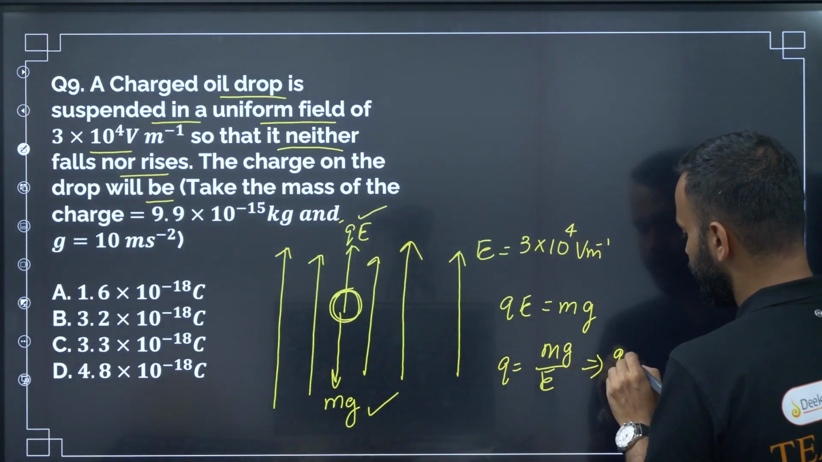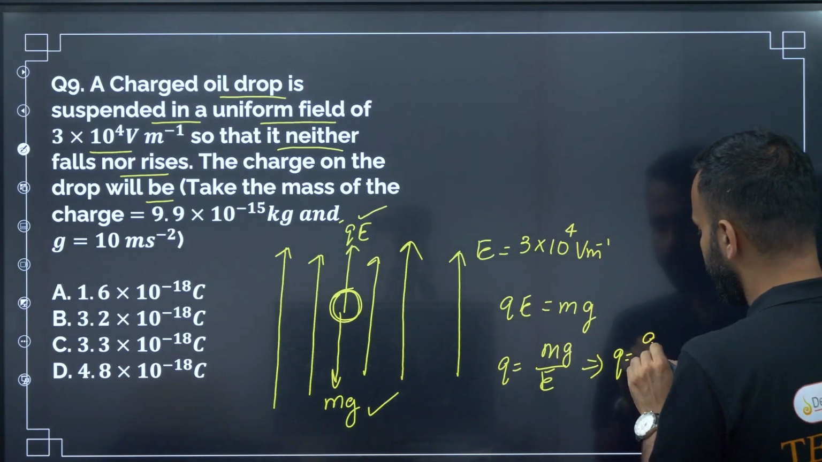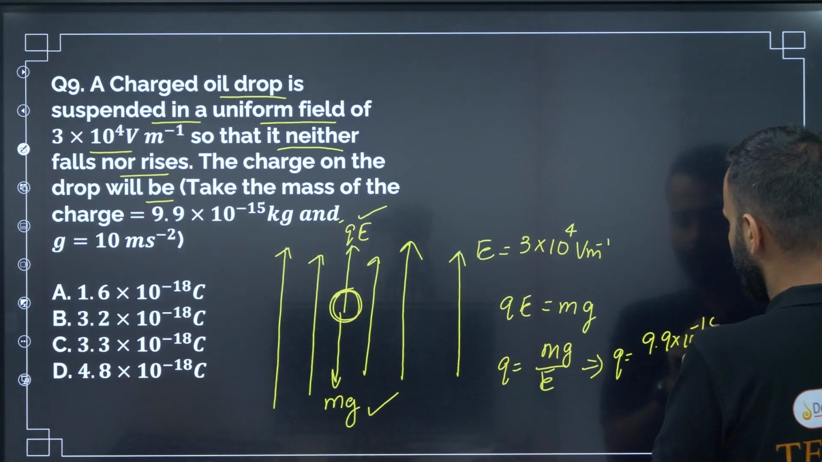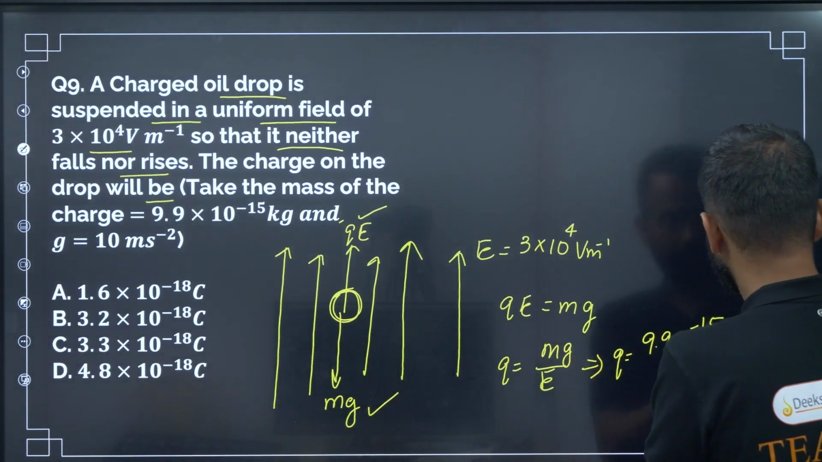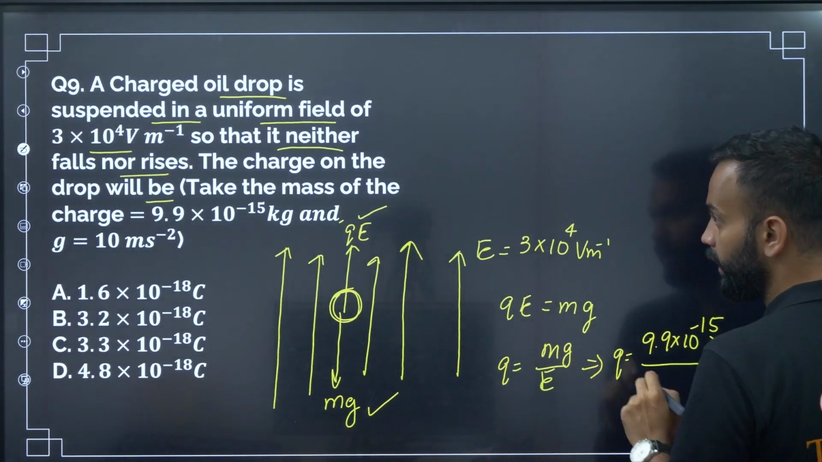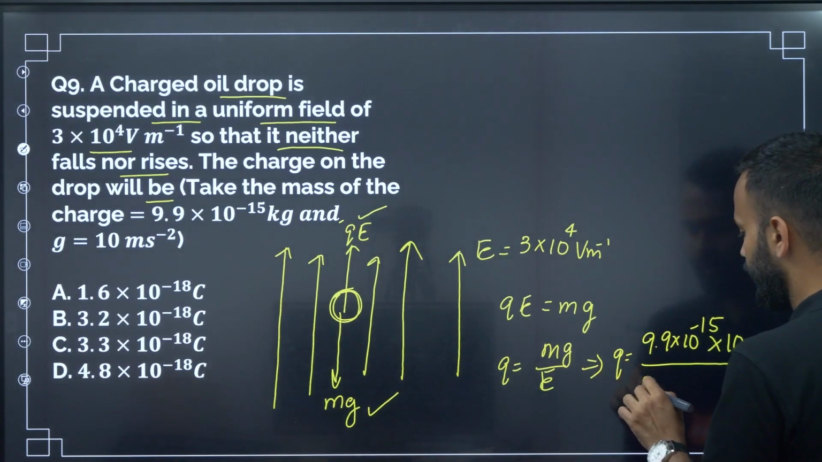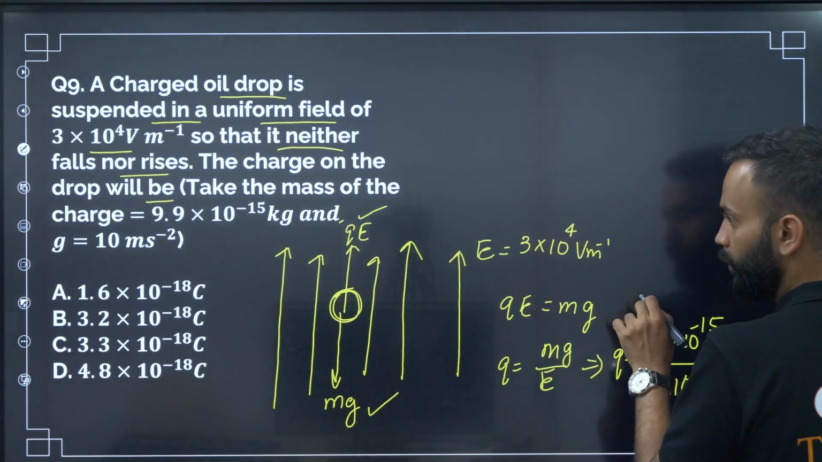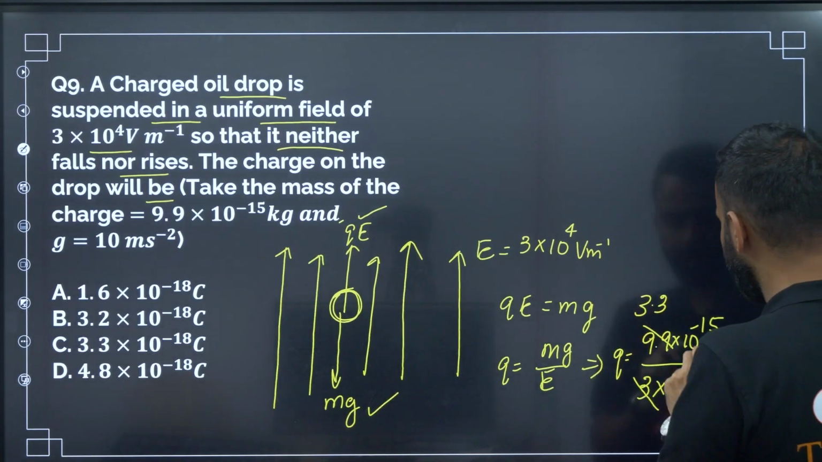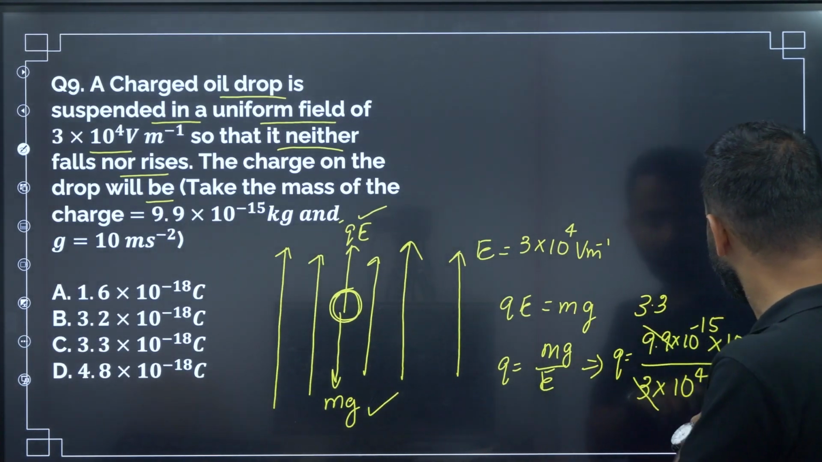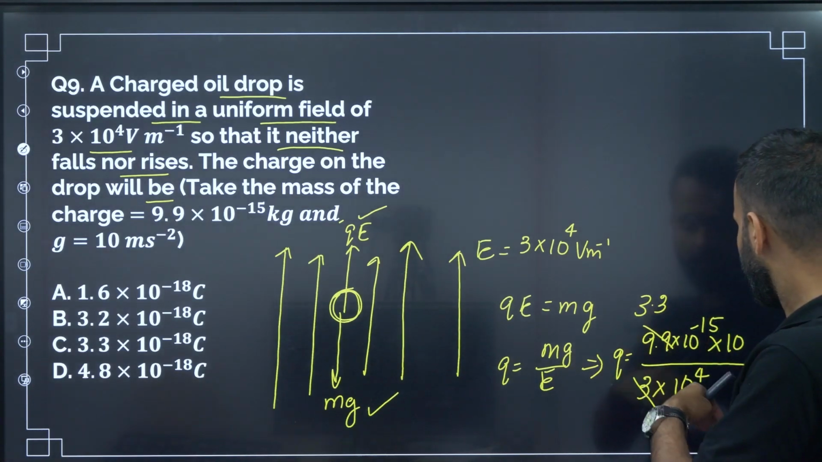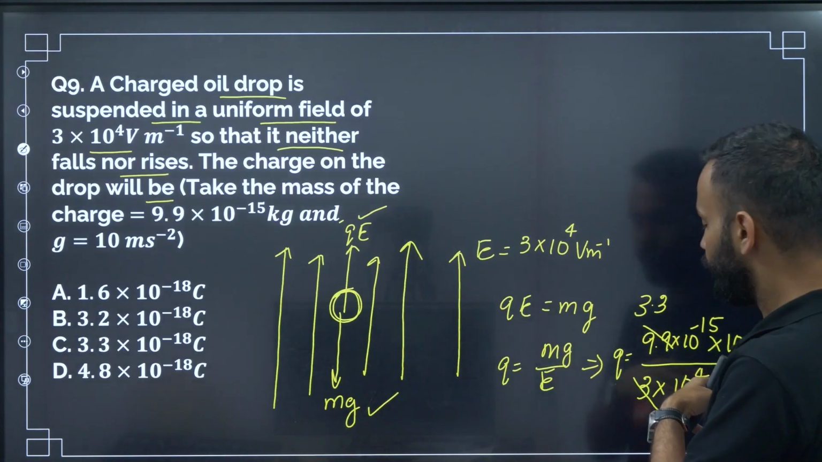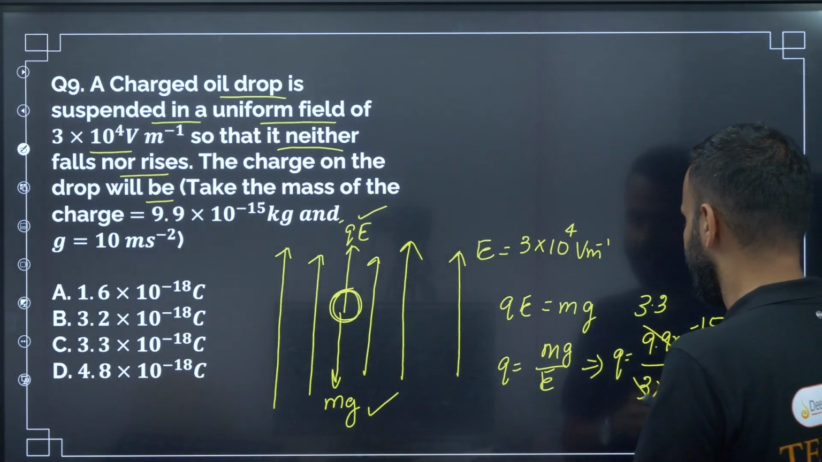So now Q is equal to M, which is 9.9 into 10 to the power minus 15 kg, into g, where g is 10 meter per second squared, divided by E, which is 3 into 10 to the power 4 volt per meter. So this will be 3.3 into 10 to the power minus 15 into 10, that is 10 to the power minus 14, divided by 10 to the power 4. 10 to the power minus 14 divided by 10 to the power 4 is 10 to the power minus 18, right?